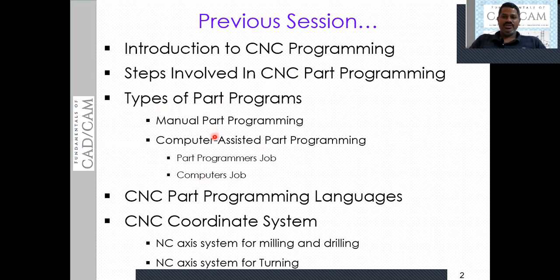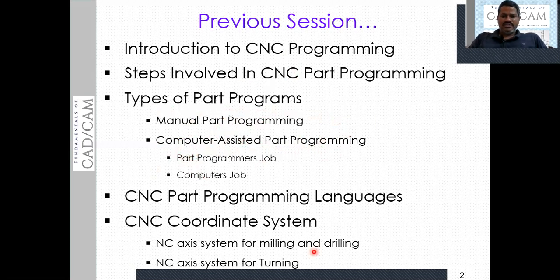So how many ways can we write a part program? There are two different ways. One is manual part programming and the other one is computer assisted part programming. Manually we can write, and we can also take the help of a computer. Then we call that a computer assisted part program. These two we discussed in our last session.